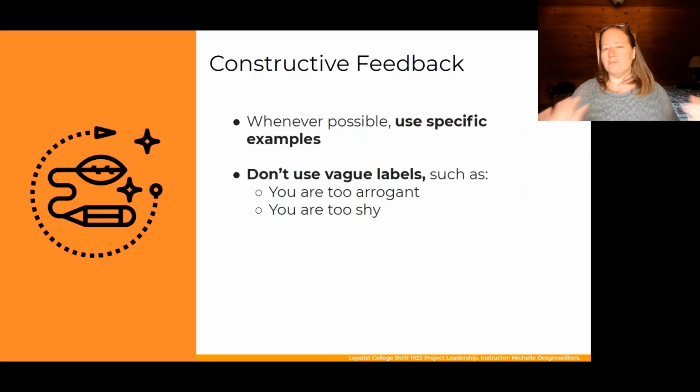You want to avoid using vague labels. So don't say things like you are too arrogant or you are too shy. Instead, use these specific descriptions of what they're doing, how they're behaving, in order to give that impression. It's hard to change who you are, but it's easy to change what you do.